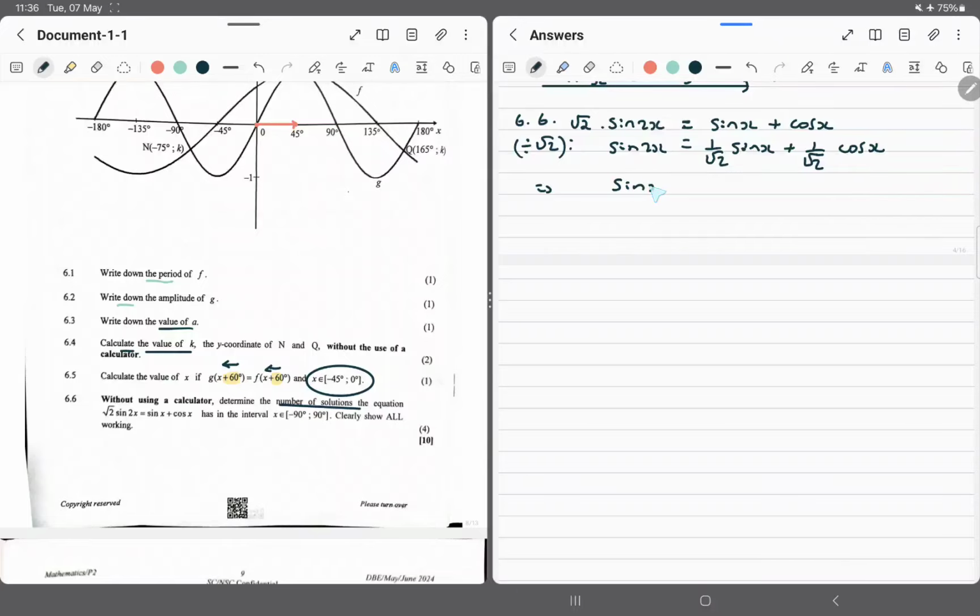This implies that sine 2x is equal to, now if I want to make this a sine compound angle identity, it's going to be sine x times, 1 over root 2 is the same as cos 45 degrees, plus, here I can start with cos x and then say this is sine 45. Smart work. Now we can see this is a compound angle expansion of sine, so we contract it.